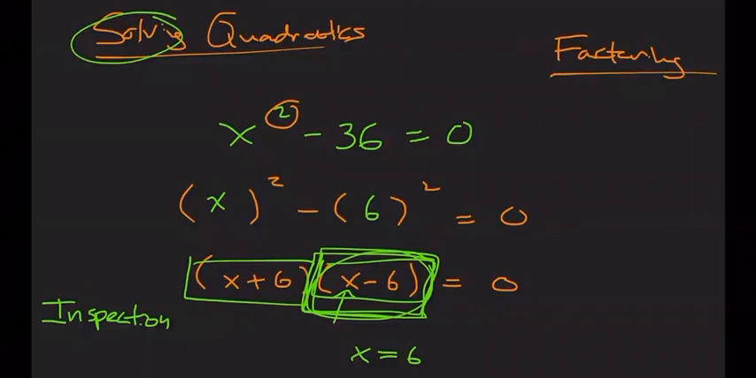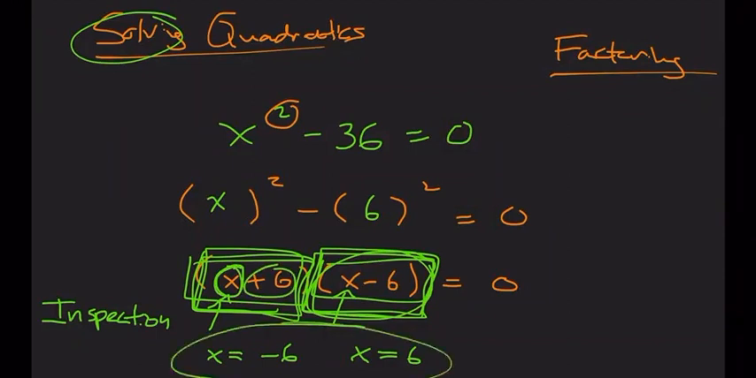Now we have to come to this other parentheses and say what value of x is going to make this one equal to 0. This one's going to be negative 6. If you plug in negative 6 for x, negative 6 plus 6 would give you 0, and then your whole equation would equal 0, which we want. So here we got that x equals positive 6 and x equals negative 6. So we were able to just solve by inspection.